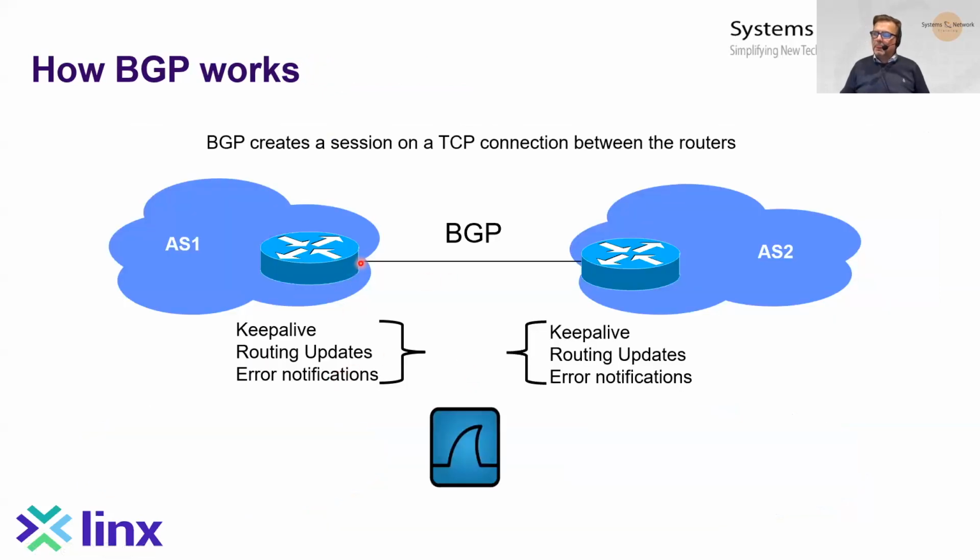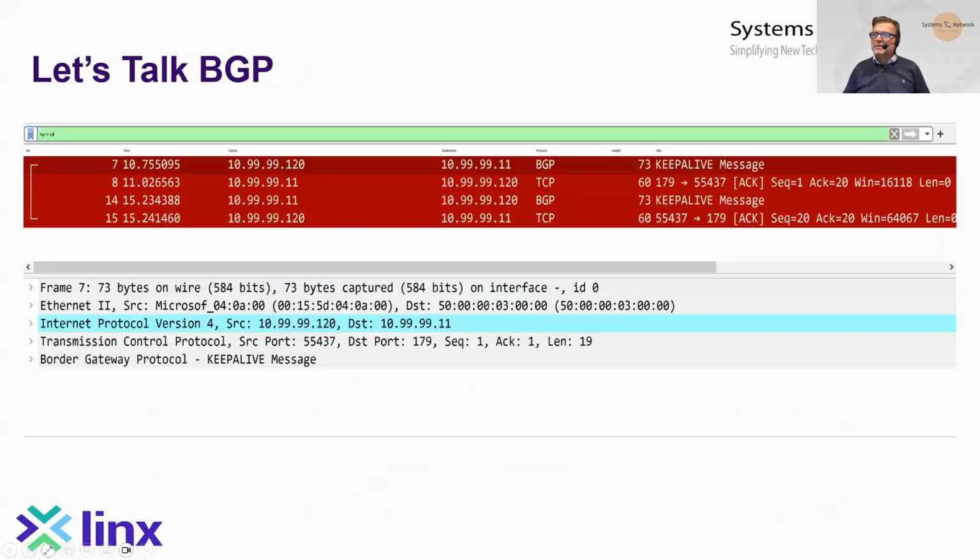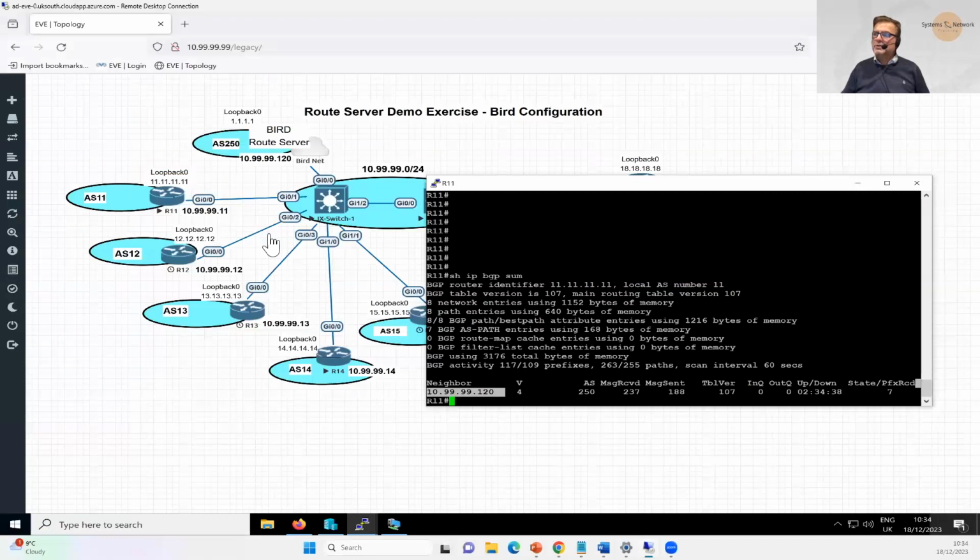Once the routers are talking, what they do is they send messages to each other. They keep their peering alive with keep alives, and they send routing updates, and they send notifications to each other. And if you were to use something like Wireshark on the link between your routers, you would see these BGP packets, for example, these keep alive packets, which are used to keep that peering alive. So if the peering's alive, then routes can be exchanged.